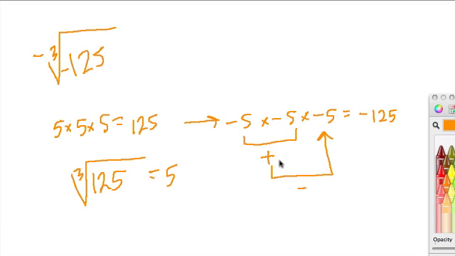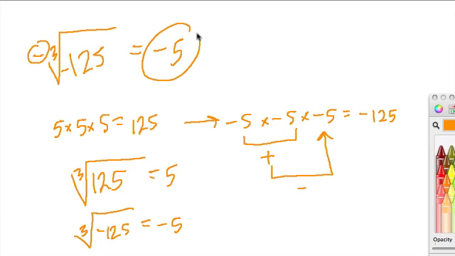So unlike squaring a number where you're looking at a positive result, when you cube a number, you can cube a negative number and still get a negative result. So that means the cubed root of negative 125 equals negative 5. But they don't want that. They want the negative cubic root of negative 125. Well, actually, I guess that means they do want negative 5, because that is the negative root.